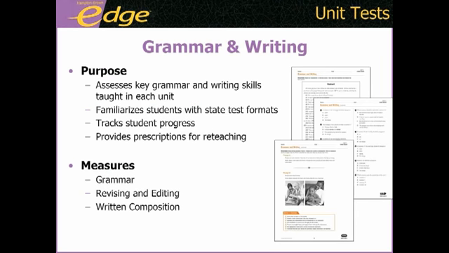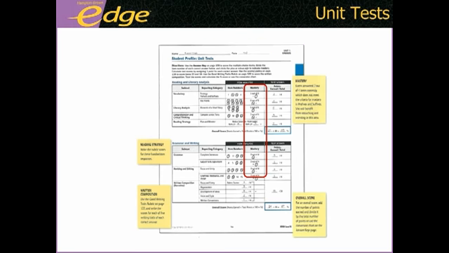The Grammar and Writing unit test assesses students on the key grammar and writing skills they were taught in the unit. Key domains include grammar, revising and editing, and written composition. Just like the cluster tests, use the answer key in the back of the assessment handbook to score your students' unit tests, and use a student profile for unit tests to determine if the student needs reteaching. If a student doesn't master a specific reporting category, reteaching is necessary.